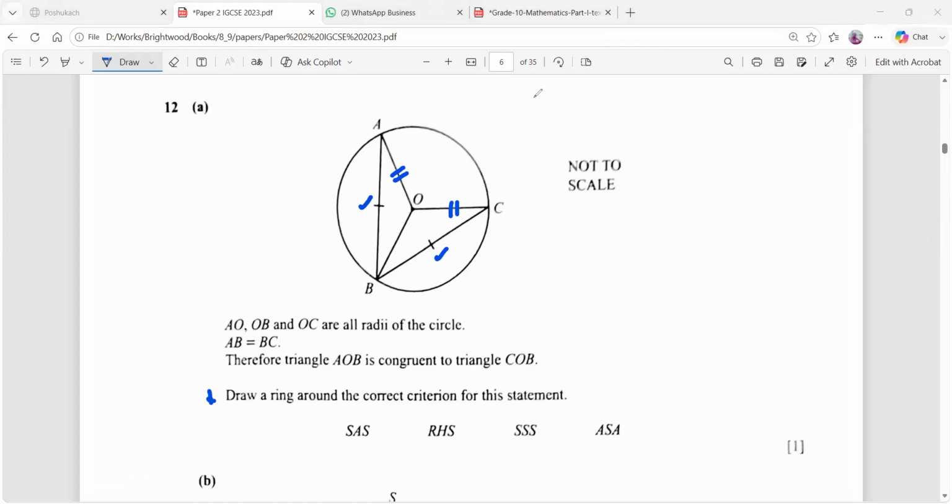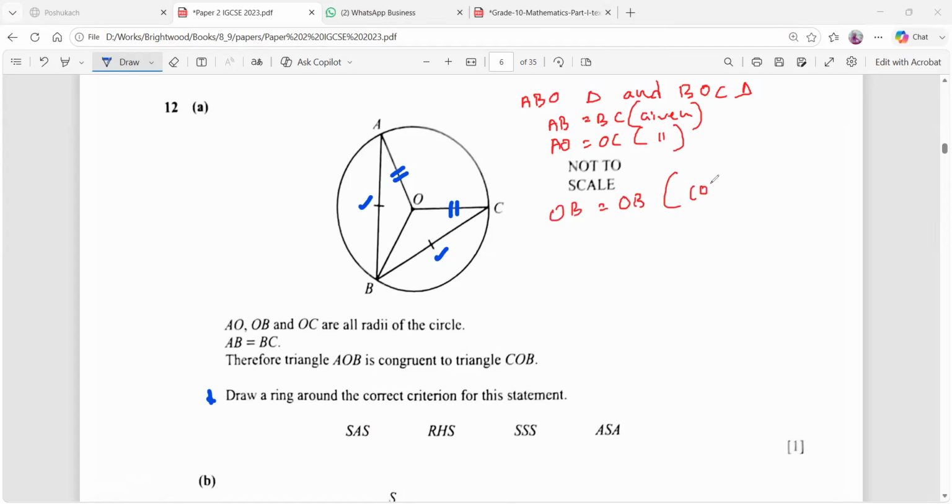If I consider ABO triangle, and what is the other triangle? BOC triangle. What can you say now? Here, one side, one line. AB equal to BC, it's given. It's given there, no? And second thing, two line. What is there? AO equal to OC. It's also given as data. And OB is a common line. OB equal to OB, it's a common side.